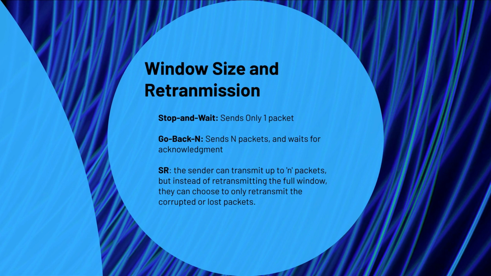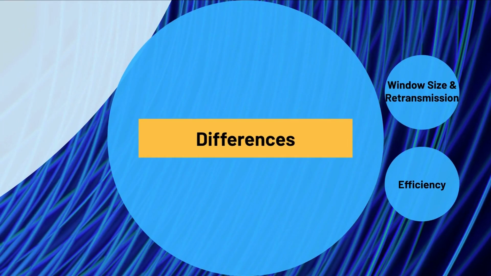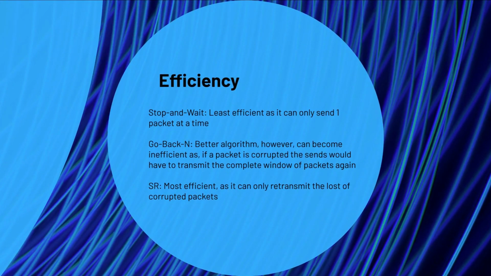Based on efficiency. Stop and wait is the least efficient as it can only send one packet at a time. Go back n is a much better algorithm, however, it can become inefficient as, if a packet is corrupted, the sender would have to transmit the complete window of packets all over again. In the case of SR, which is found to be the most efficient, it only retransmits the lost or corrupted packets.